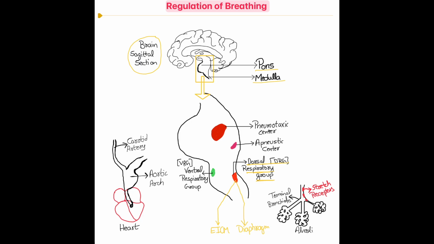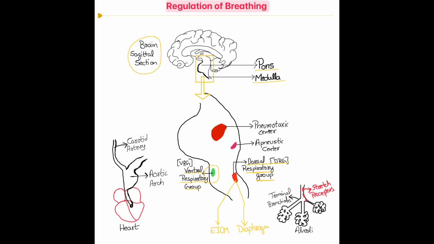Now what is the role of the ventral respiratory group? As the name suggests, dorsal is situated in the dorsal part of the medulla oblongata, and the ventral respiratory group is located in the ventral part of the medulla oblongata. So in normal breathing, the ventral respiratory group has no role. It only has a role in forceful breathing and forceful expiration.